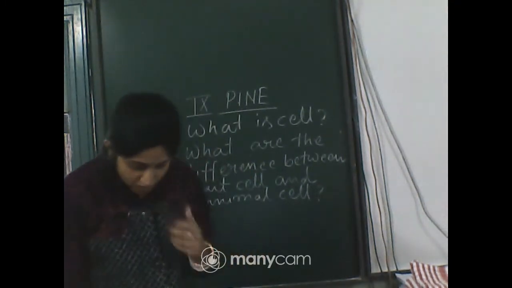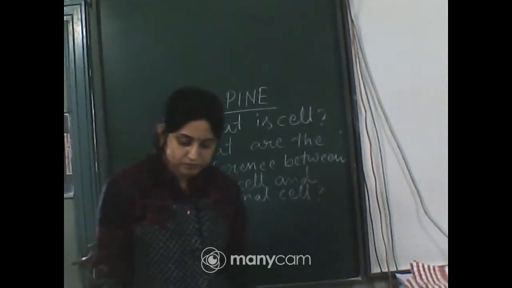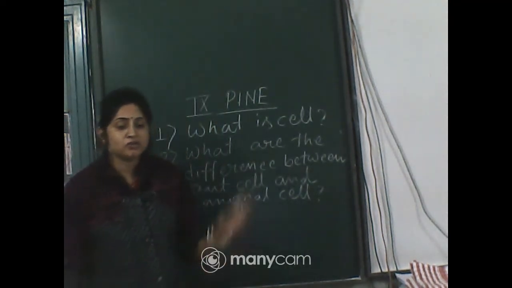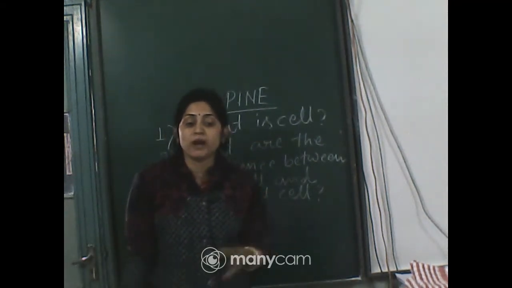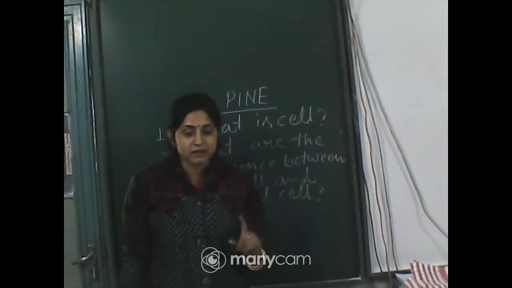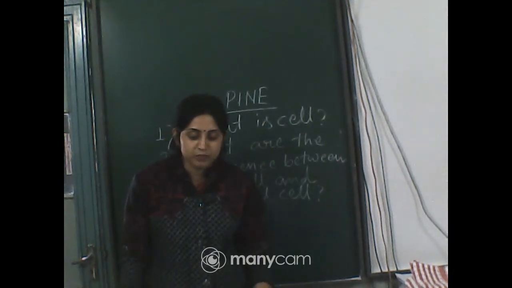Why are we not able to observe various cell organelles in our experiment? Why can you not see all the cell organelles under the microscope? Can anyone give the answer?